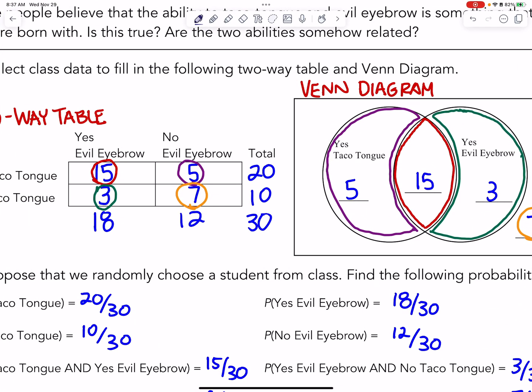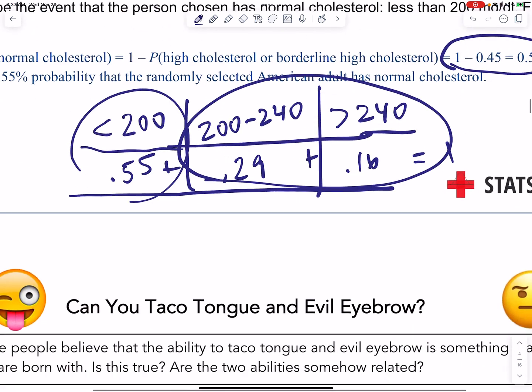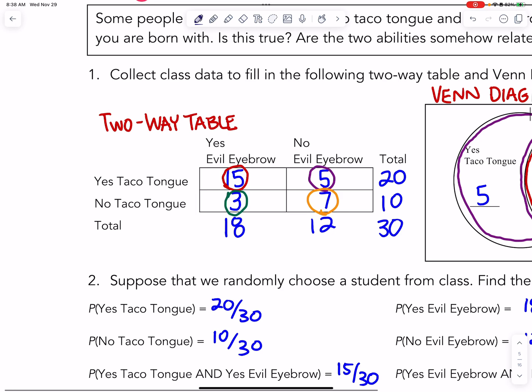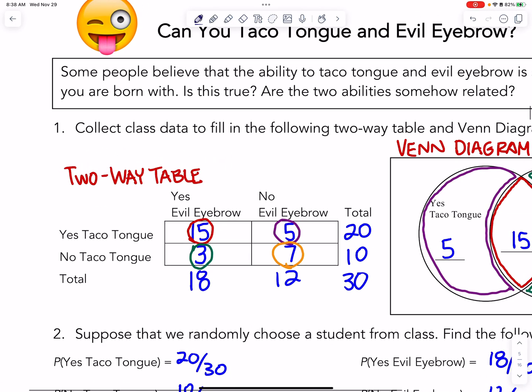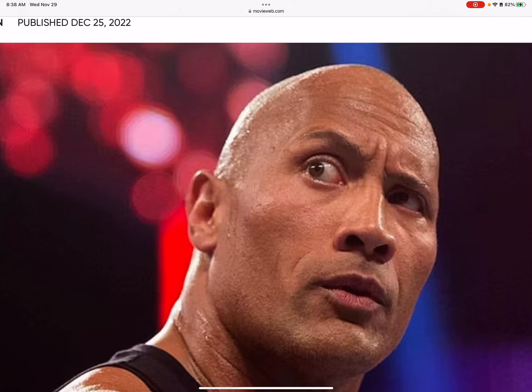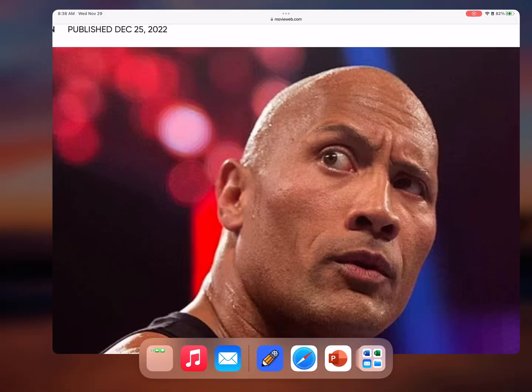All right, so the first thing you're going to do is turn to your Taco Tongue Evil Eyebrow lesson. For this one, we interviewed the students and asked if they could do Taco Tongue and Evil Eyebrow. Evil Eyebrow is what The Rock has, a really famous eyebrow where one can go up and the other stays the same. And taco tongue is when you can roll your tongue like a taco.